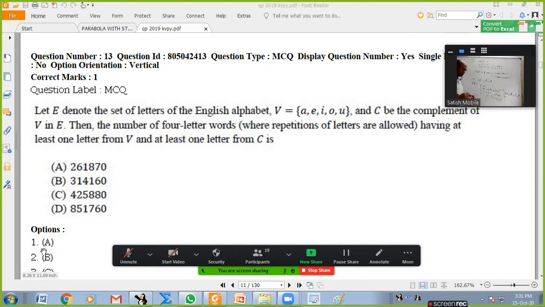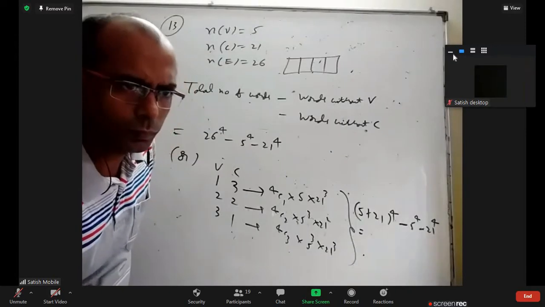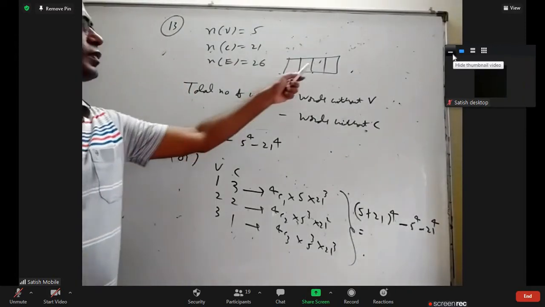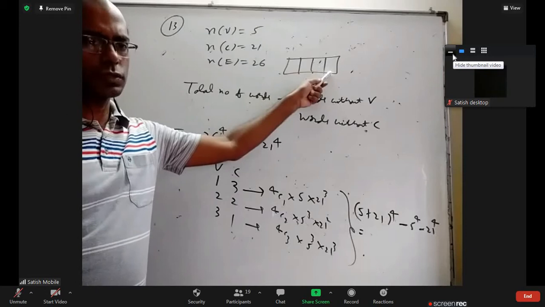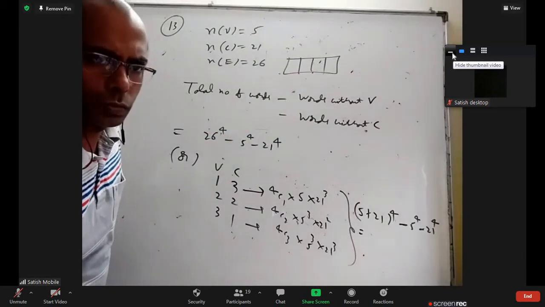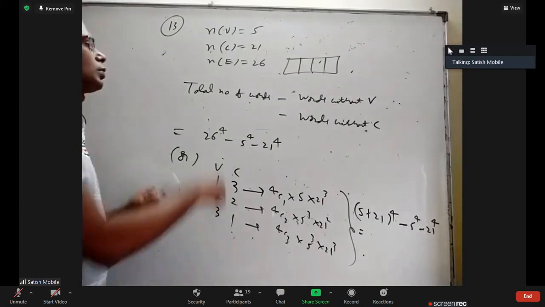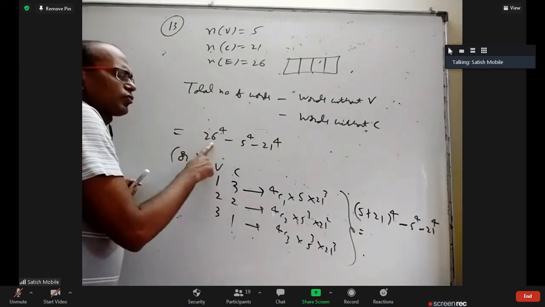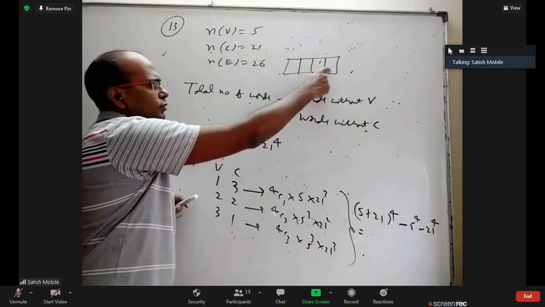Repetition is allowed, so this can be any one of the 26 alphabets. This can be any one of the 26 alphabets. This also can be any one of the 26 alphabets. So the total number of words will be 26 power 4, 26 into 26 into 26 into 26.